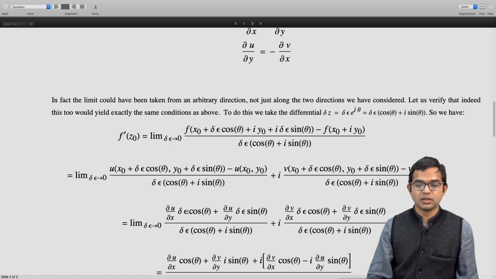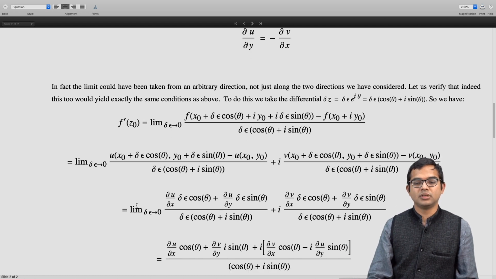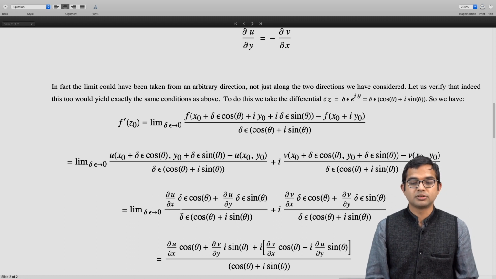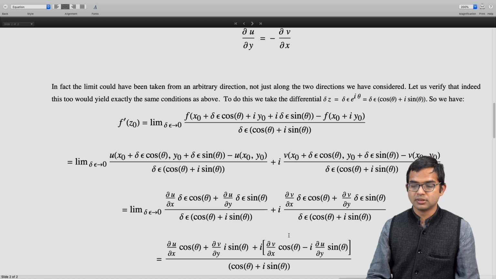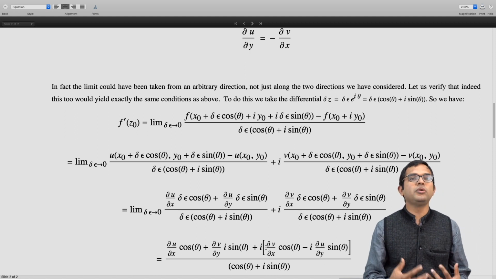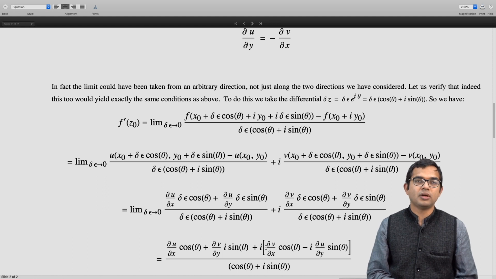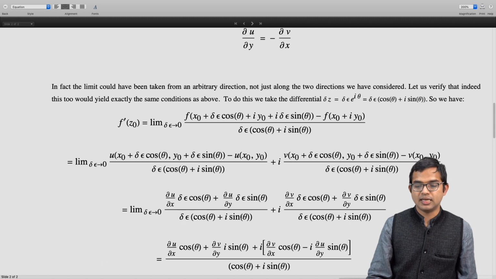So I'm just left with, I collect terms in a suitable way here, dou u by dou x times cosine theta plus dou v by dou y times I sine theta. I have collected terms in a suggestive way, plus I times dou v by dou x cos theta minus I times dou u by dou y sine theta. The whole thing has to be divided by cos theta plus I sine theta. So what do we expect this quantity to be? We expect this quantity to be independent of theta.